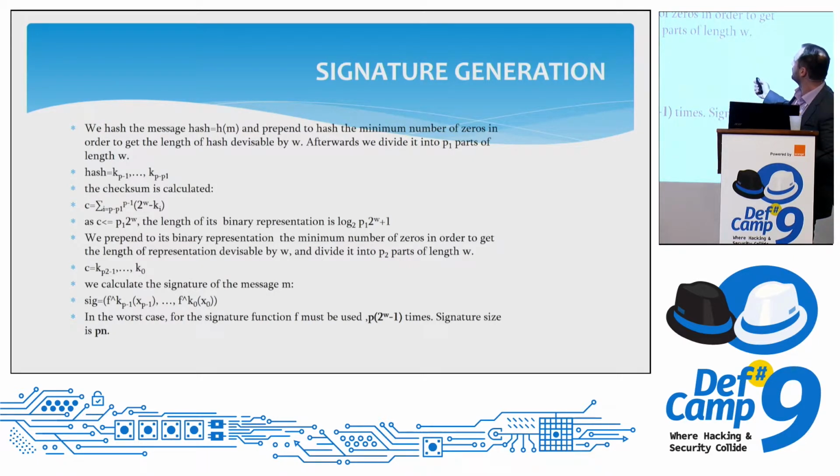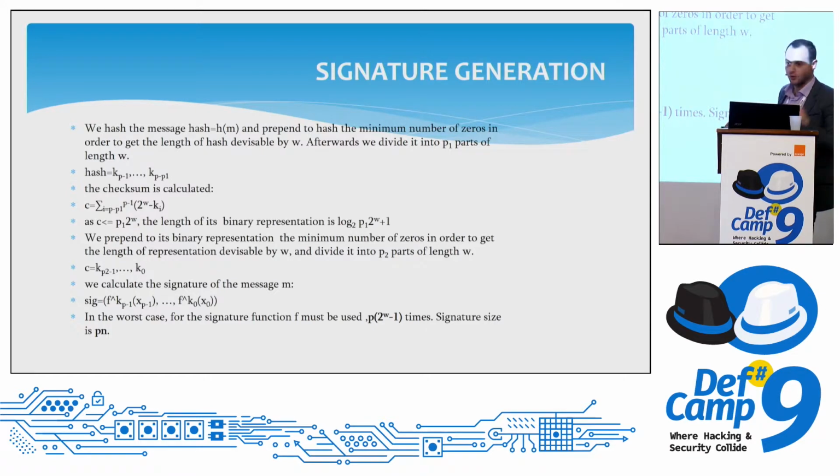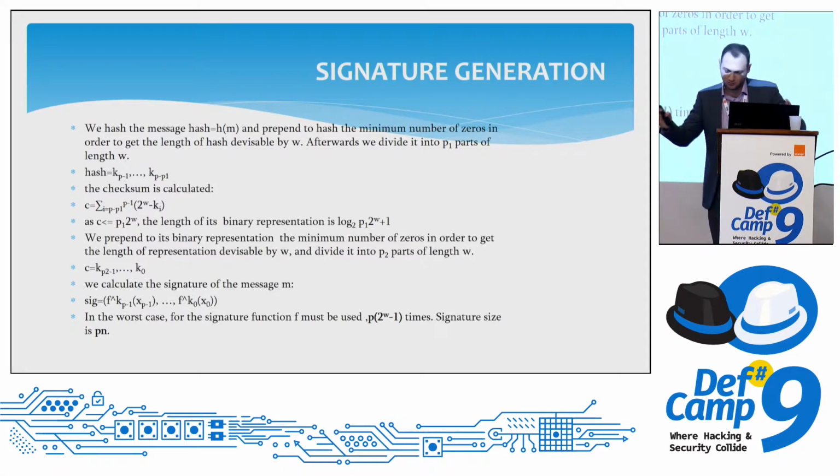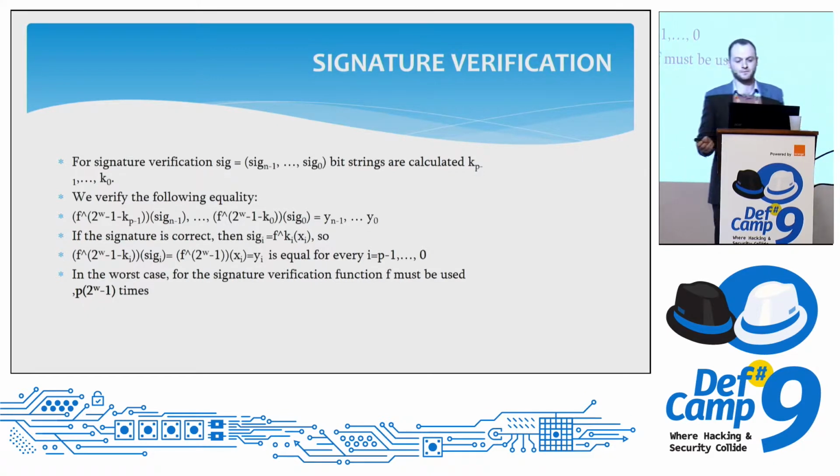Okay, P1 we have, and we divide it into w parts, into P2 parts. So the signature we calculate like this. In the worst case, we use our one-way function f up to w minus 1 times. So let's consider the worst case. And the signature size, as we said, is Pn. We made the analysis, it's less, but it depends on something, and of course it loses efficiency.